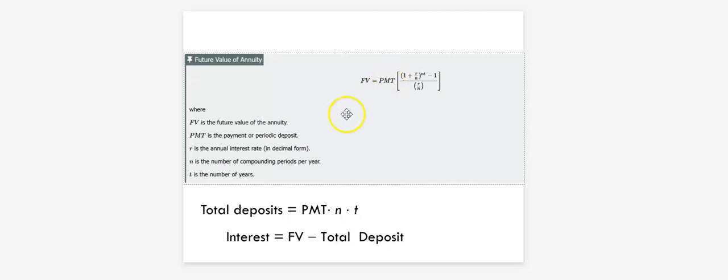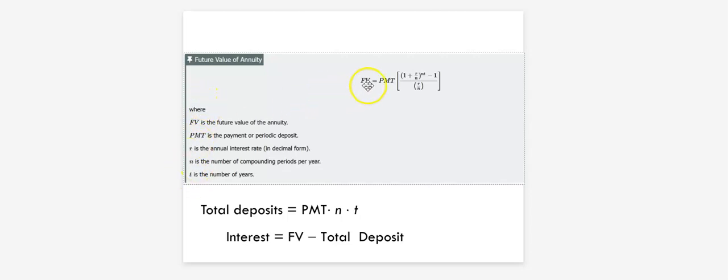And PMT represents a payment or periodic deposit. So how much you deposit every certain period of time, that's called PMT, also called the periodic deposit. Another symbol you probably know already, r, is the annual interest rate. You put it in decimal form in the formula. The lowercase n is the number of compounding periods per year, and t is the number of years, how long you want to deposit, lowercase t.